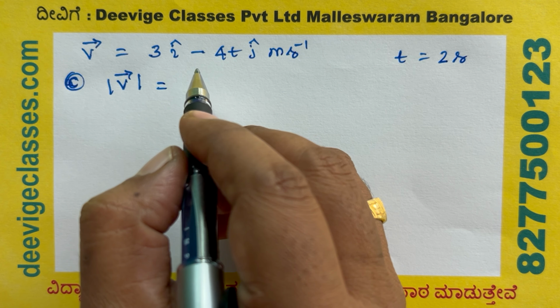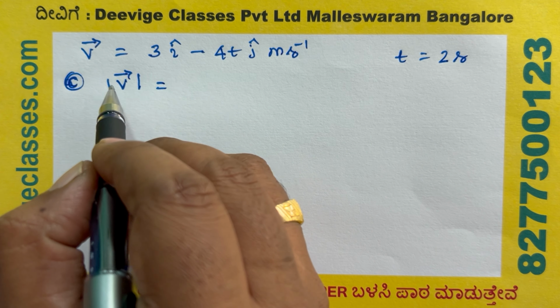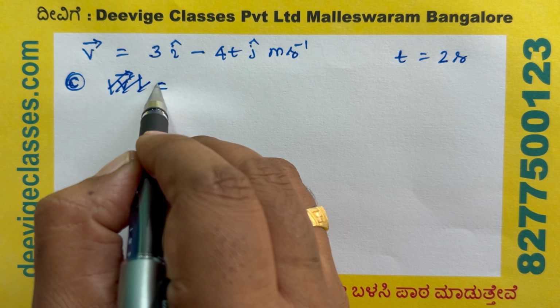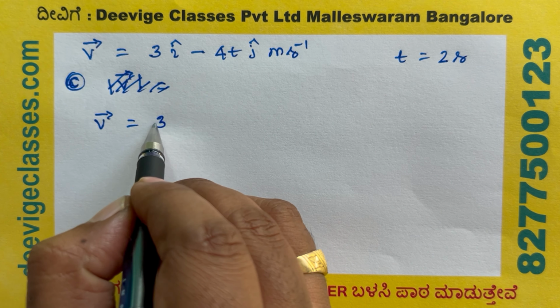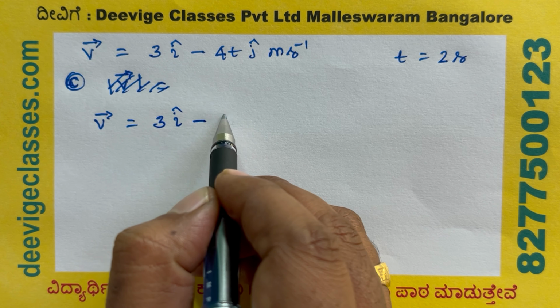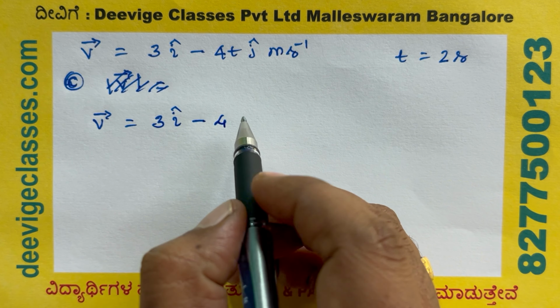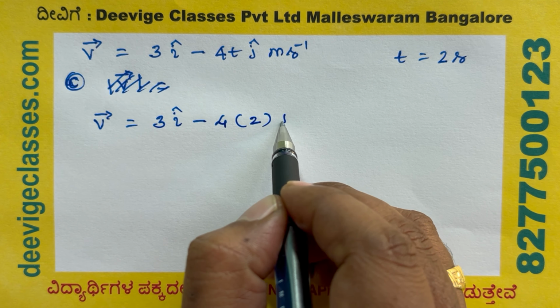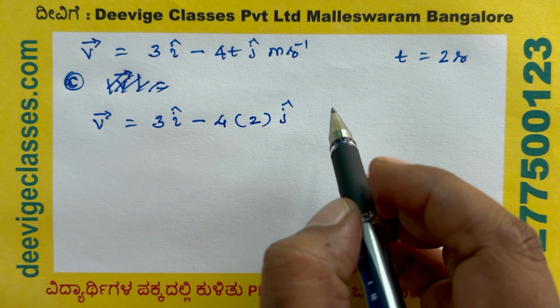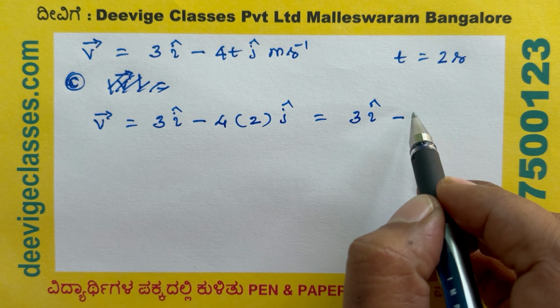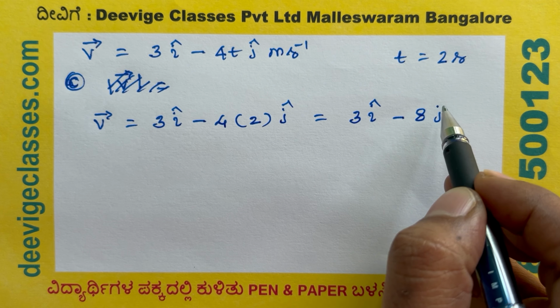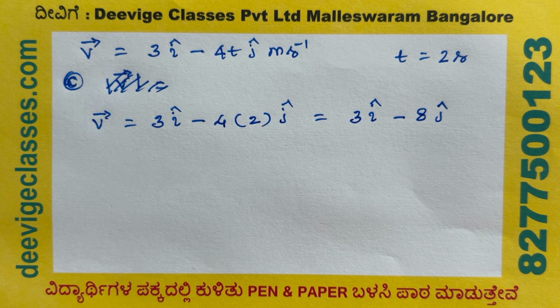So then we'll find the magnitude. That is 3 i cap. So let us write that one. Vector V is equal to 3 i cap minus 4. What is the time? 2. 2 into j cap. So then what we will get? That is 3 i cap minus 8, 4 into 2, that is minus 8 j cap.